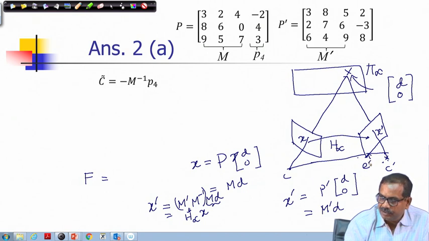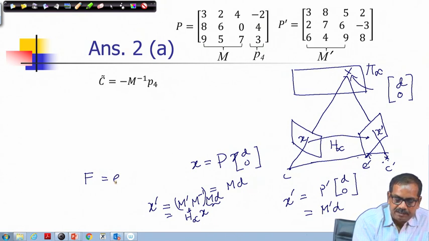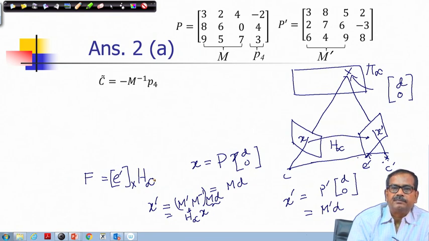If the right epipole is E prime, then the fundamental matrix is given by E prime cross H infinity. That is what we discussed previously, and then we used the expansion of H infinity to get all those forms, but we can simply compute H infinity.